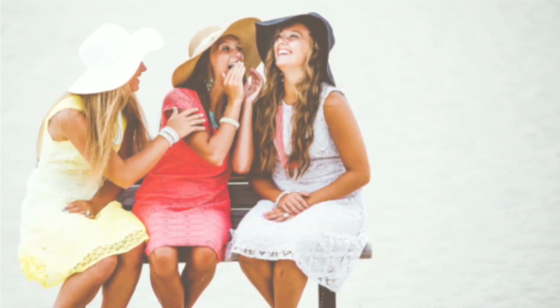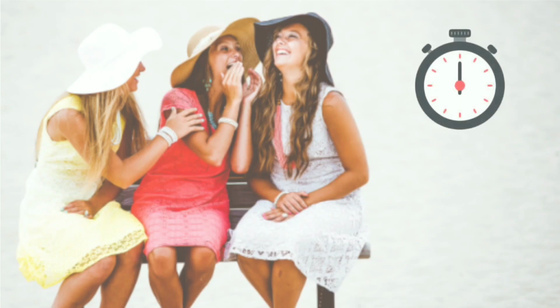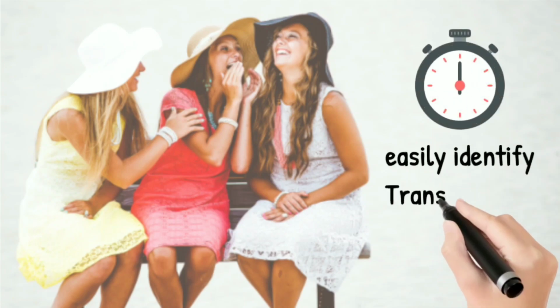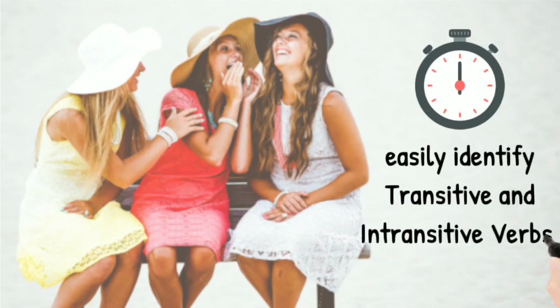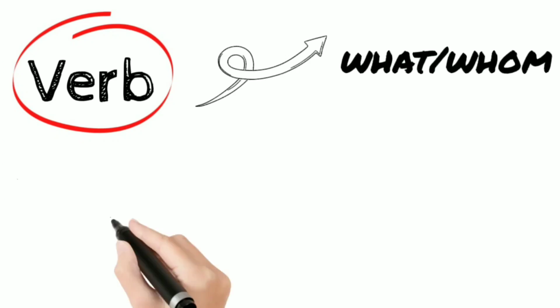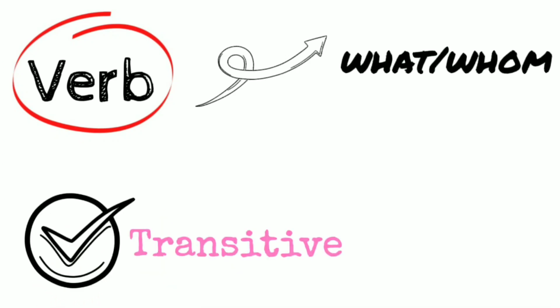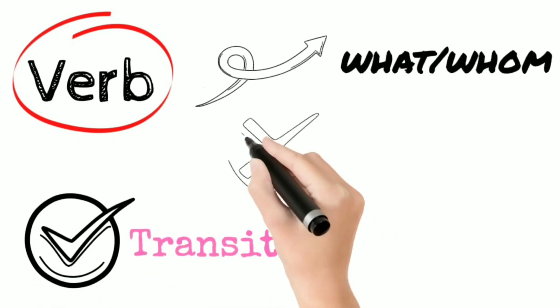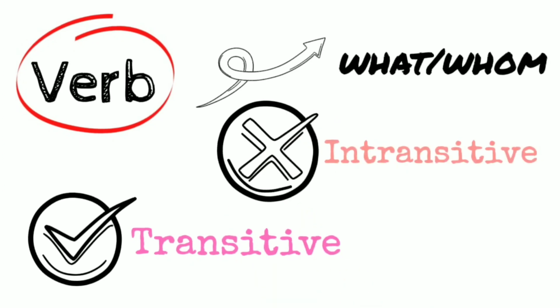Here are a few secret tips to help those who made it this far easily identify transitive and intransitive verbs. Number 1. Identify the verb and place what or whom after it. If you get an answer, the verb would be transitive. If not, then the verb would be intransitive.